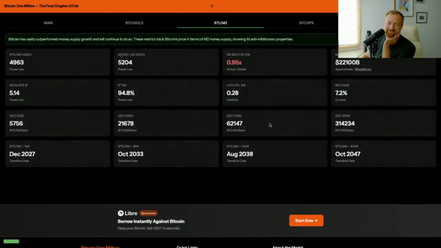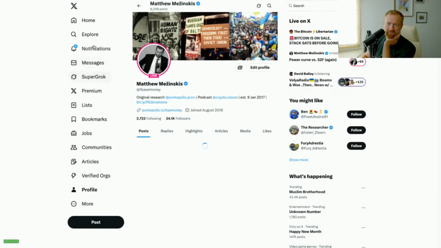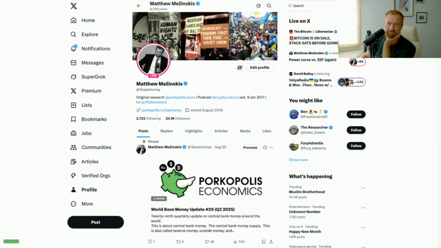They have BTC divided by USM2. I'm not a fan of this, but I understand why they did it because it's kind of easy to do. Oh, they actually quoted me. Interesting. They didn't just do USM2. They quoted me. Thank you for that.